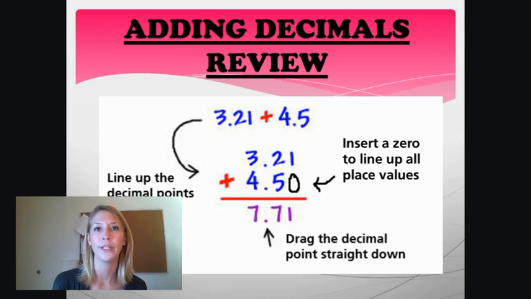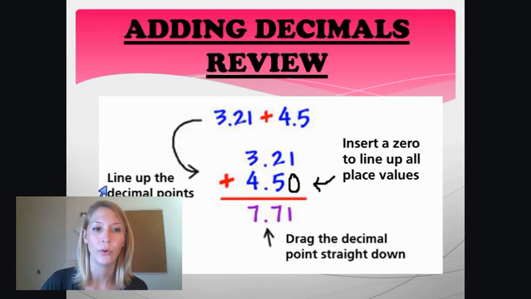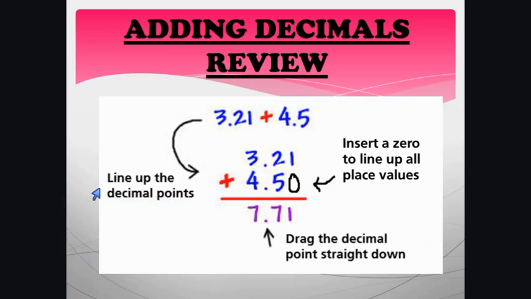Before we move on to multiplying decimals, let's review how to add decimals. Let's take a look at this review. The first step we have to do to add decimals is we need to line up those decimal points. Then insert zeros where we need to in order to take the spot of a certain place value. We add or subtract, in this case we are adding, and then we drag down that decimal point. So that's just a review on how to add decimals.